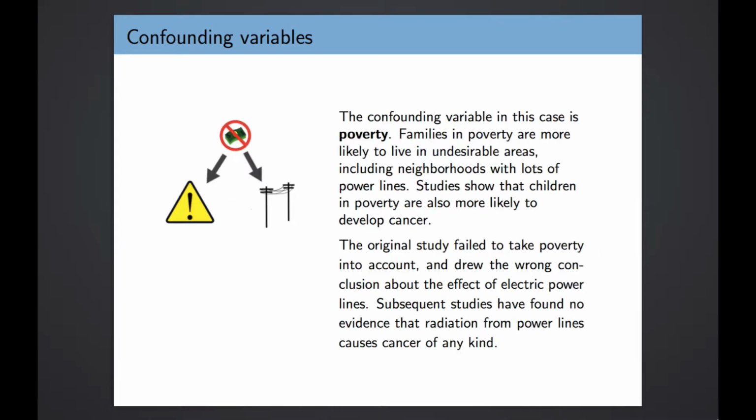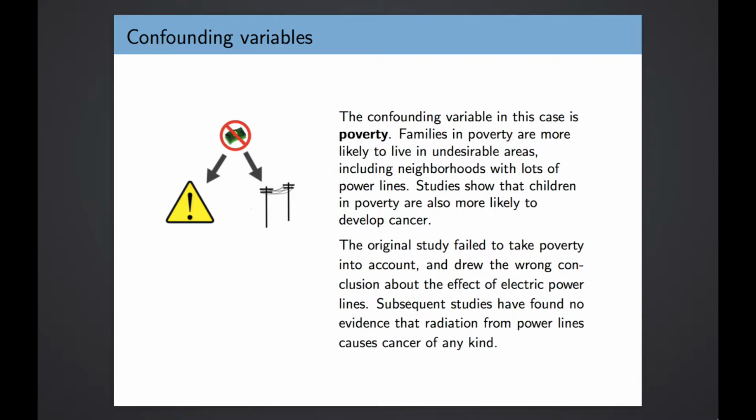So you've probably guessed that there is indeed a confounding variable in play in the study that we've been looking at. In this case, the confounding variable is poverty. Families in poverty are more likely to live in undesirable areas, which include areas with lots of visible overhead power lines. Studies have also shown us that families in poverty are more likely to have children who develop cancer. So in this case, the confounding variable is poverty, which causes both the proximity to power lines as well as the incidence of childhood leukemia.